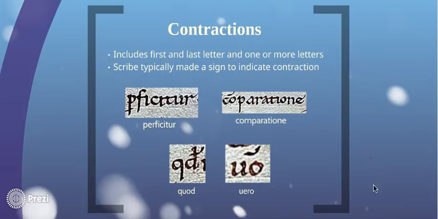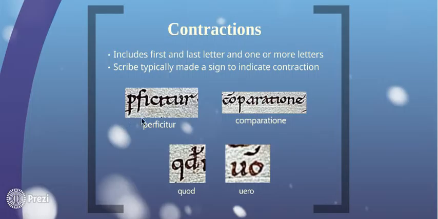Contractions function in the same way that they do in modern times. The contraction includes the first and last letter of a word and some of the letters in the middle. There are different signs to indicate when letters are missing.